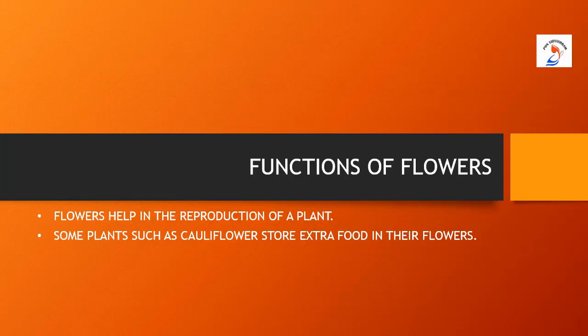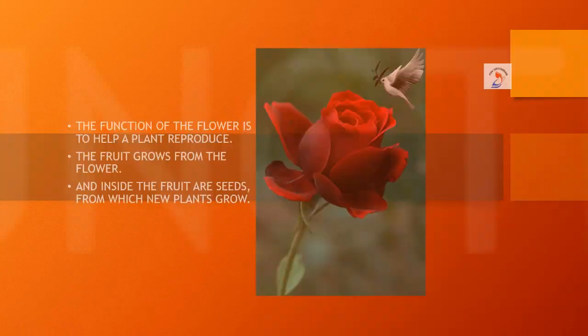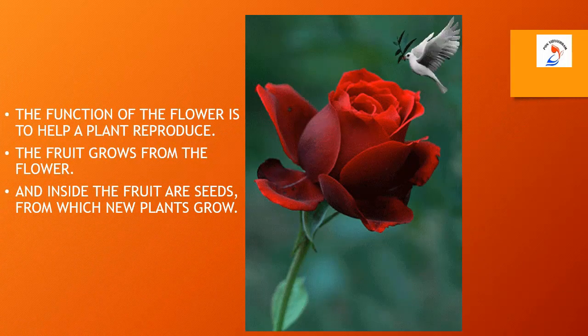Now, we will see the functions of flowers. Flowers help in the reproduction of a plant. Some plants such as cauliflower store extra food in their flowers. The function of the flower is to help a plant reproduce. The fruit grows from the flower and inside the fruit are seeds from which new plants grow.